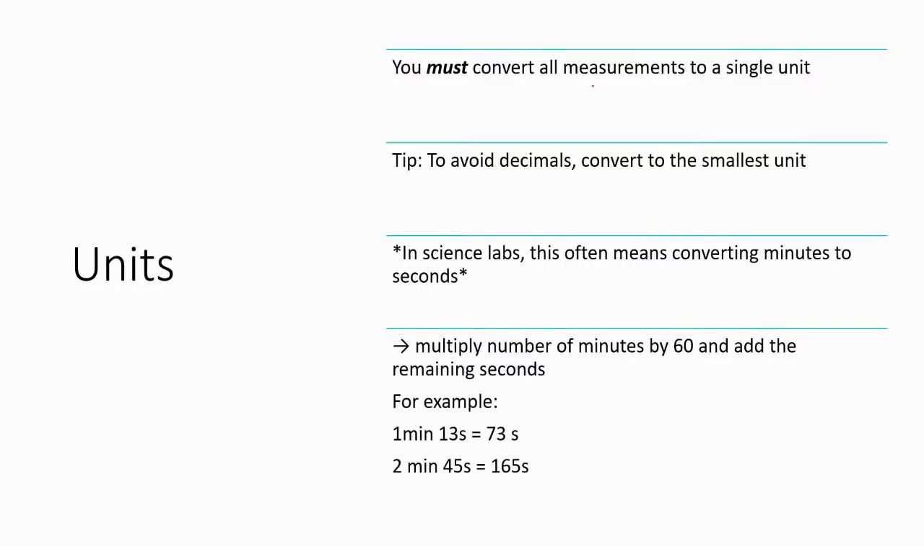Now you must convert all measurements to a single unit. This means that if we've got minutes and seconds, we want to change everything into seconds. Remember, there are 60 seconds in a minute. So if you have 1 minute and 13 seconds, it's going to be 60 plus 13, so we've got 73 seconds, and that's the number that we would write in our data table. If it's 2 minutes and 45 seconds, then that would be 2 times 60 plus 45, which is 165 seconds.